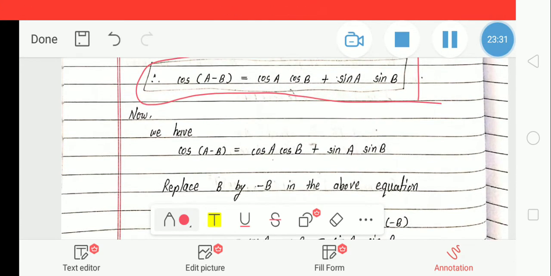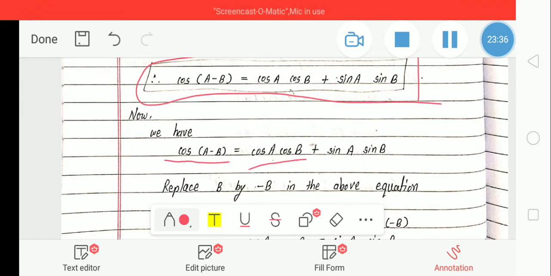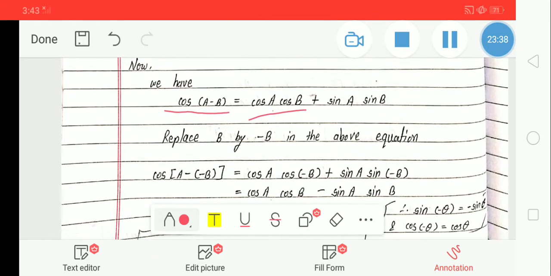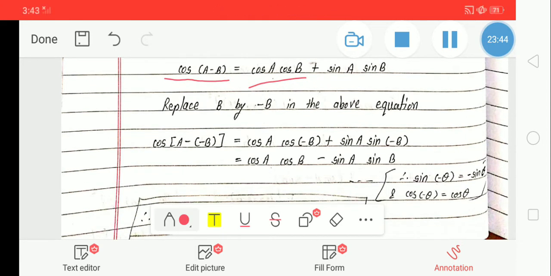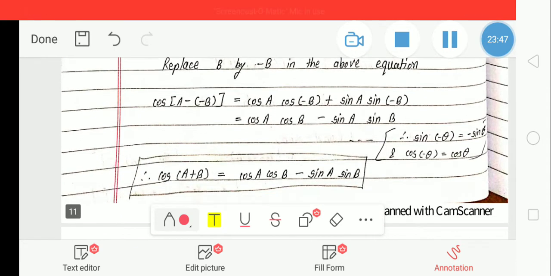Now cos(A minus B) is equal to cos A cos B plus sin A sin B. We replace B by minus B, then we get cos(A plus B). Here we take minus B, and we know that cos of minus B is cos B and sin of minus B is minus sin B. So in this way we can write.